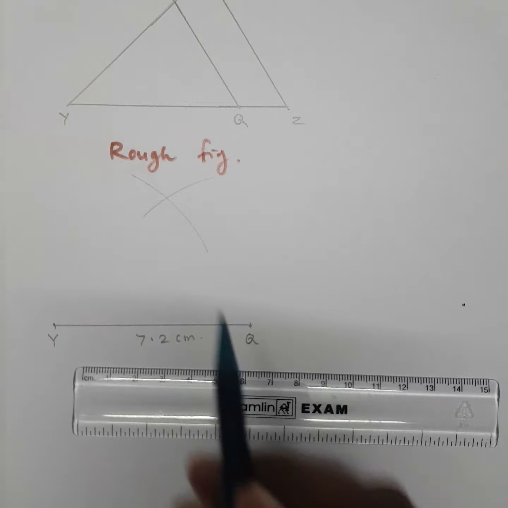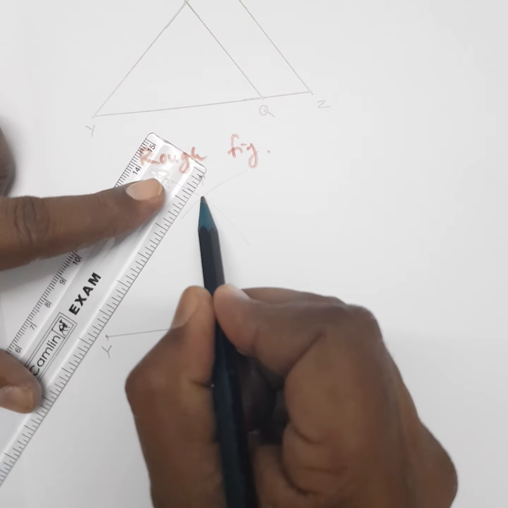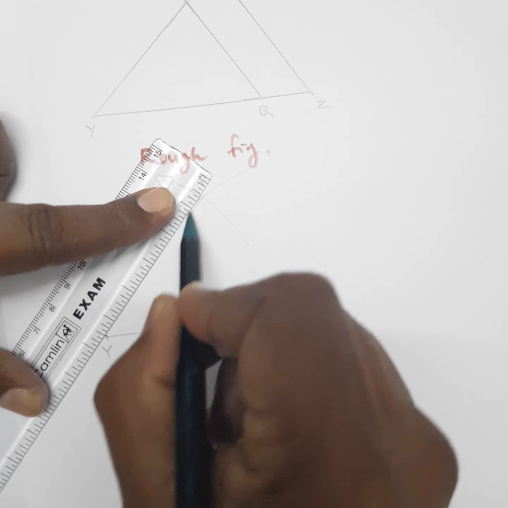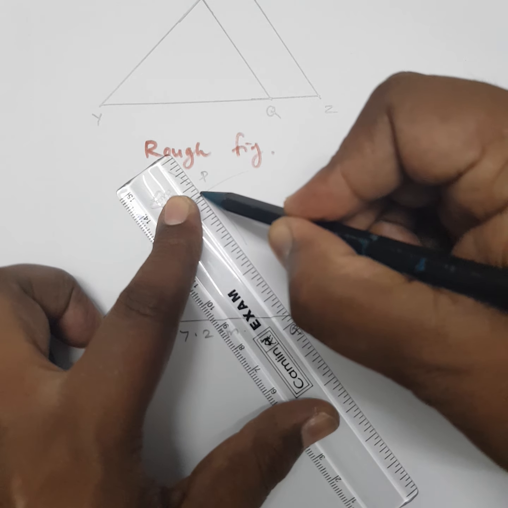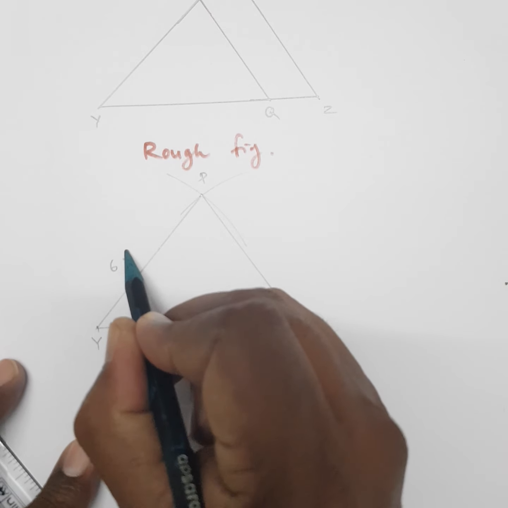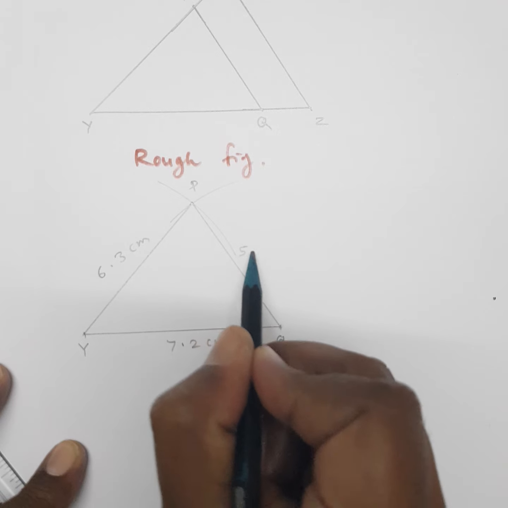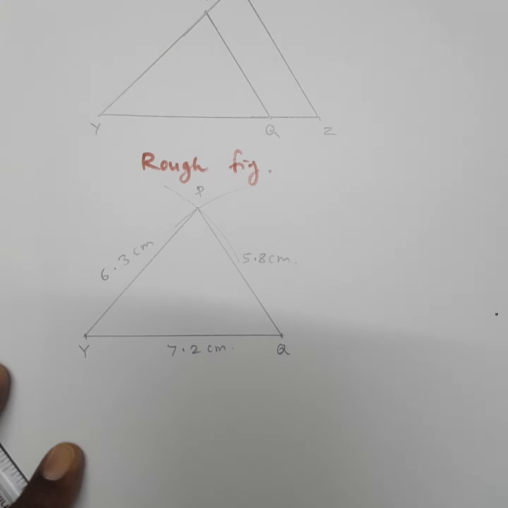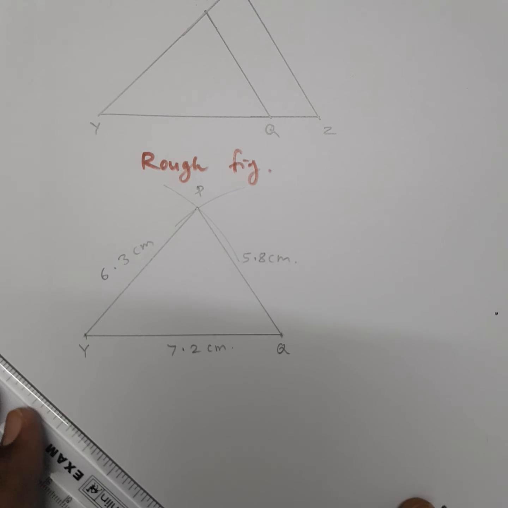It will be point P. Join this point P with point Y and point Q. It is 6.3 centimeter PY and PQ 5.8 centimeter. It is triangle PYQ. Now we have to construct triangle XYZ.